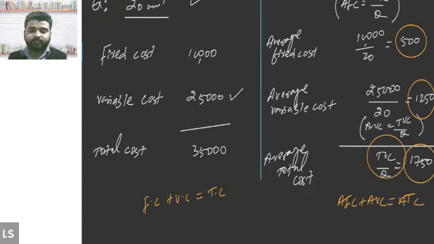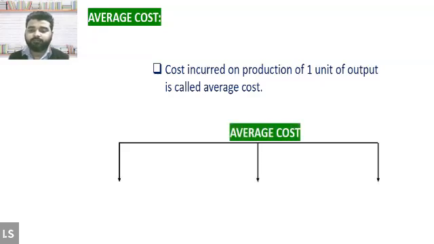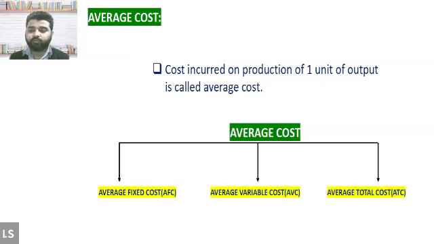So we have basically three types of average cost. Okay, getting back to the PowerPoint. So cost incurred on production of 1 unit of output is called average cost. So whatever the approximate expenditure that you have incurred on production of 1 unit of output will be your average cost. And average cost can be further categorized into three parts: average fixed, average variable, and average total cost. Now let's talk about average fixed cost and its behavior and its diagrammatic representation.